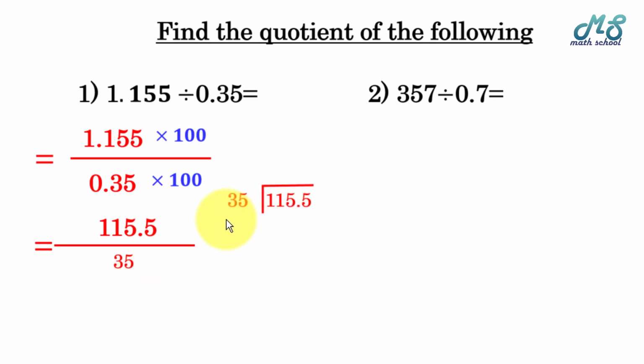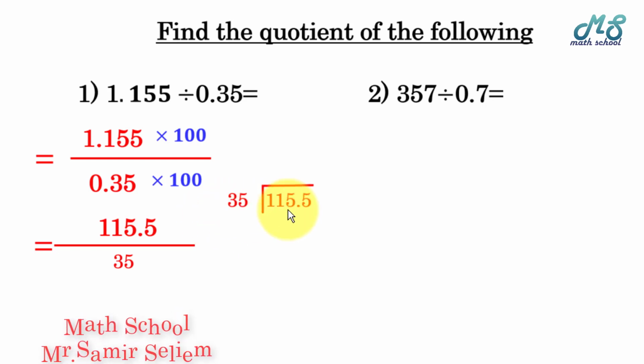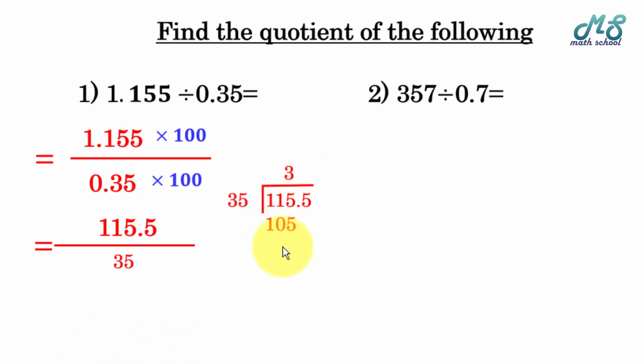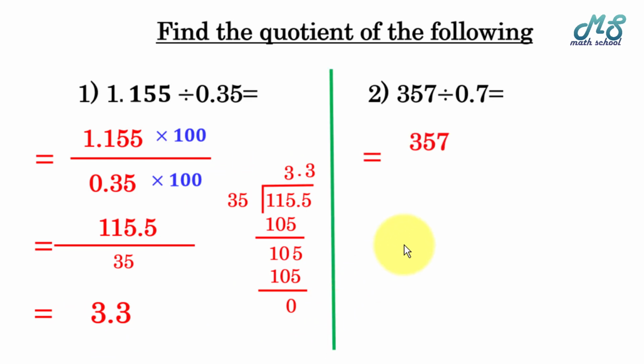115.5 divided by 35. Now, guys, take the first three digits. It will be 115 divided by 35. As we studied before, we can try 3 times 35. It's easy, equals 105. Now 115 minus 105 will be 10. Bring down the next digit, which is 5. Don't forget, guys, to write the decimal point in the quotient. It will be 105 divided by 35. It will be the same. Now try 3 times 35 equals 105. Subtract, it will be 0. Now the quotient equals what, guys? Yes, 3.3.